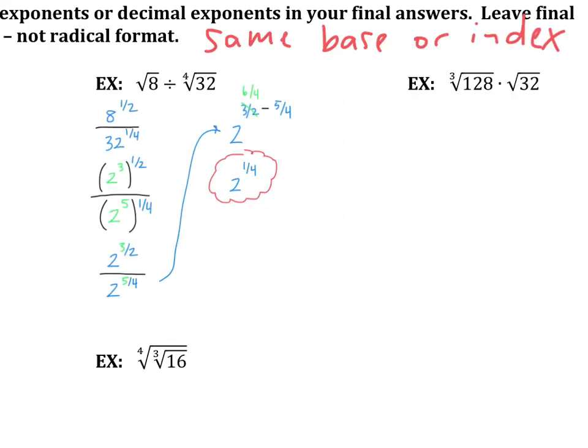I want you to try this third example on your own. This time we're going to be multiplying, so you have to think about what you're going to be doing. I want you to rewrite it in exponential form. So the cube root of 128, what does that become? And the square root of 32, what does that become? Remember, in order to multiply, we either need the same base or the same index, which we don't have here. So see what you need to do. Come back and check when you're done.